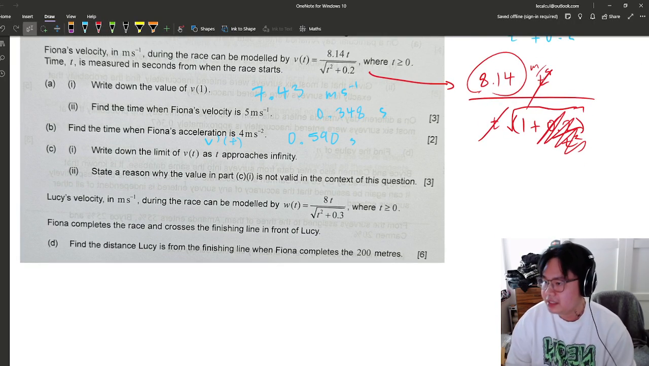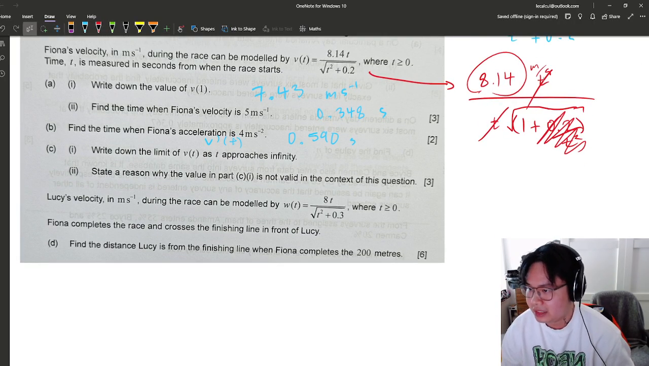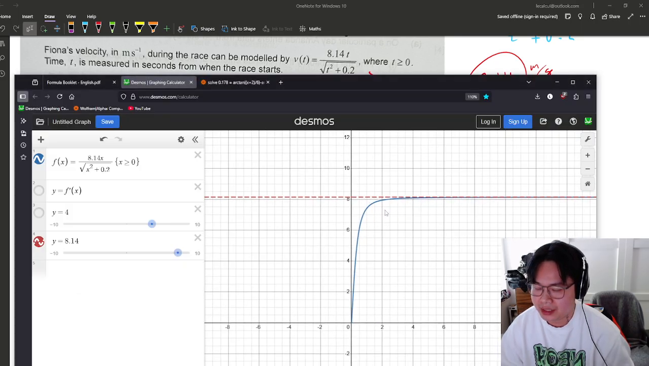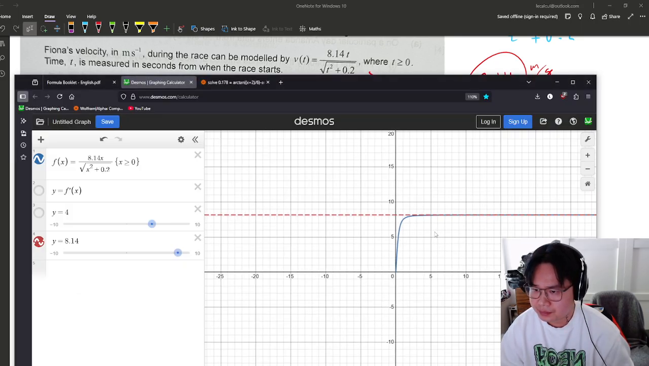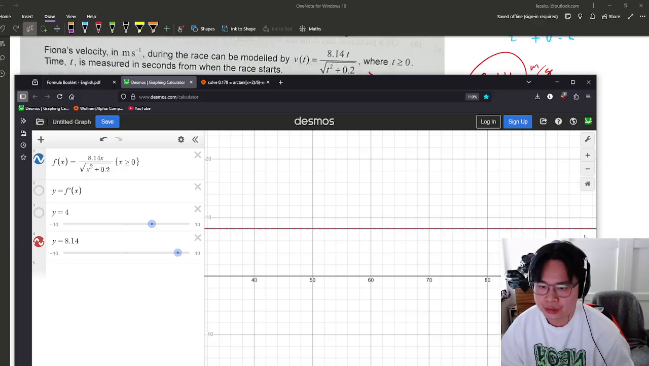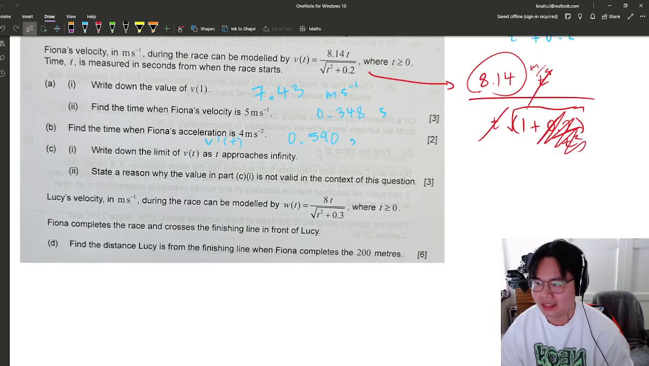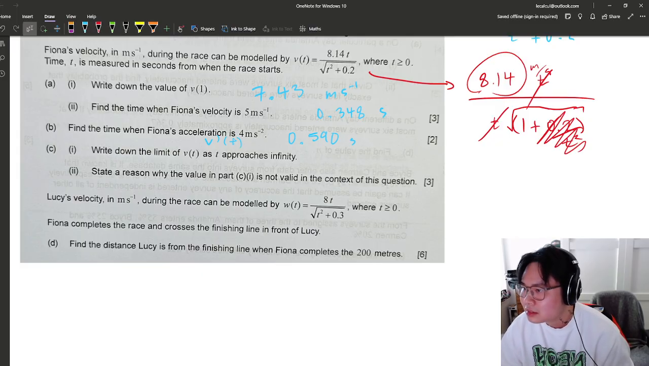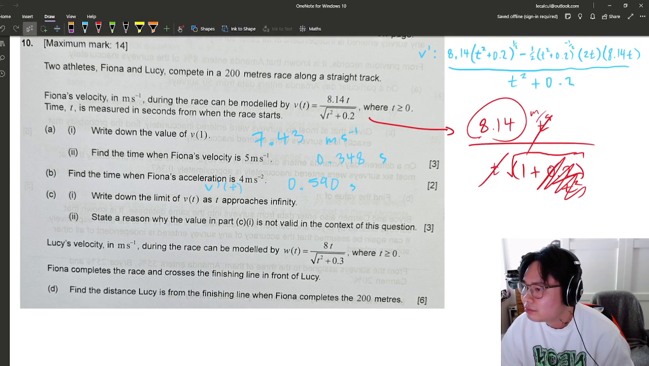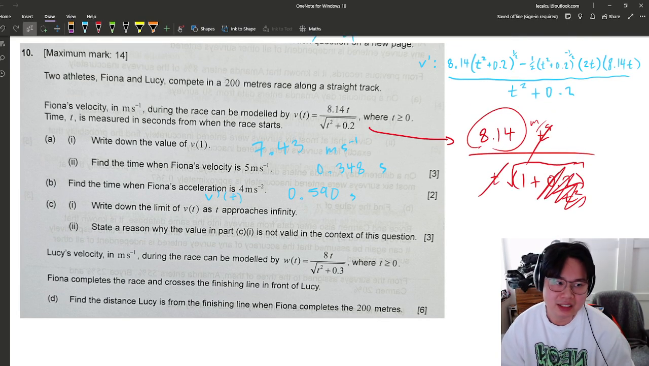Okay, state the reason why this value in part CI is not valid in the context of the question. Okay, so this limit of her speed is for an infinite value of t, infinite time. This doesn't make any sense because she's doing a race. This race is only, whatever, 200 meters on a racetrack.